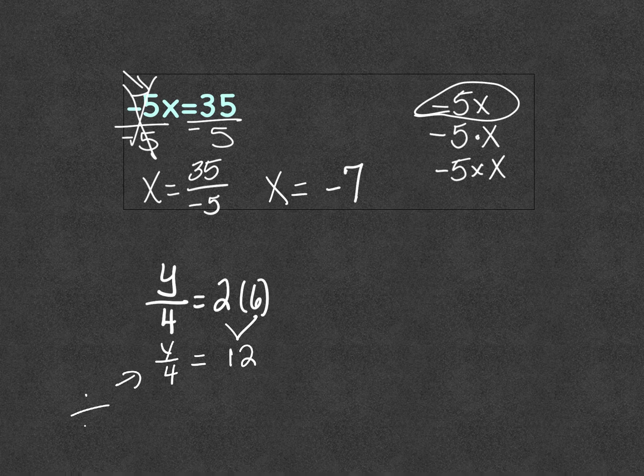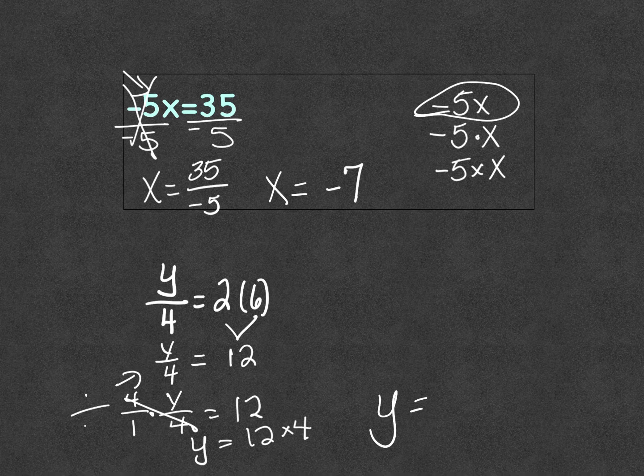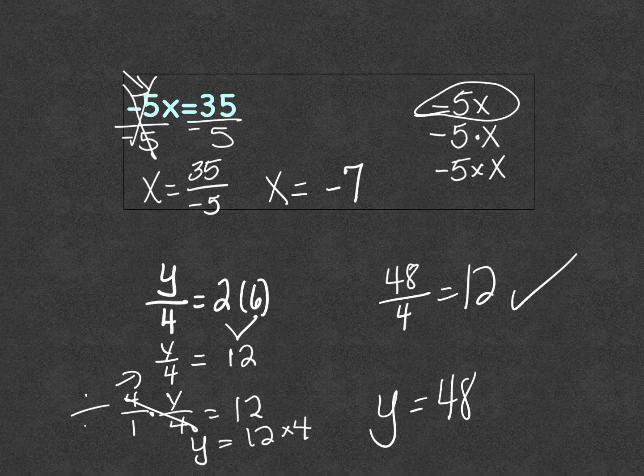What's the opposite of division? Multiplication. So technically, if I have y over 4 equals 12, and I multiply both sides by 4, this is going to cancel and I'm going to end up with y equals 12 times 4. So when you multiply 12 times 4, you're going to get 48. And you can always check your answer by substituting y. 48 over 4 equals 12. And you will see that when you divide it by 4, you do get 12. And that is your answer.